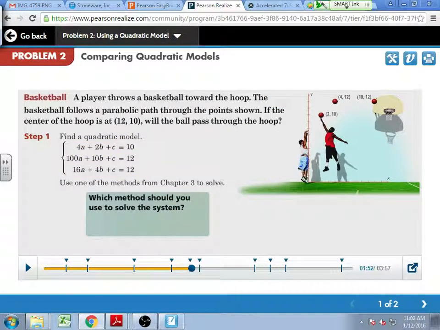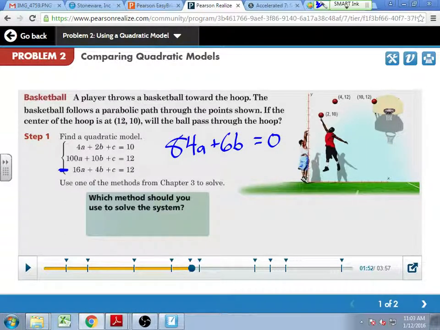Isn't it easier to do the first and second? Easier is relative. It's the same process either way, so it's just whatever you want to do. If I was just going to do this minus that because of how it's set up right now, 100 minus 16 will give me 84a. 10 minus 4 will give me 6b. And the c minus the c cancels out, and that equals just 0.